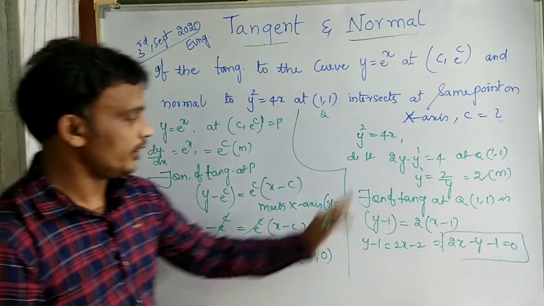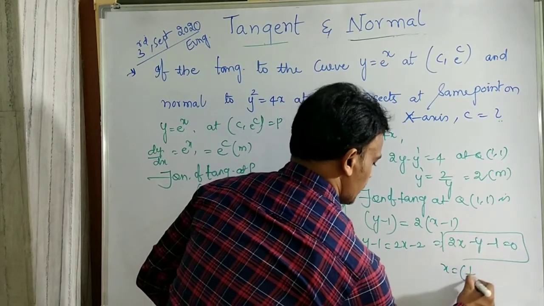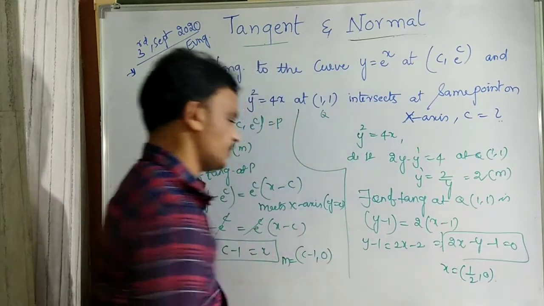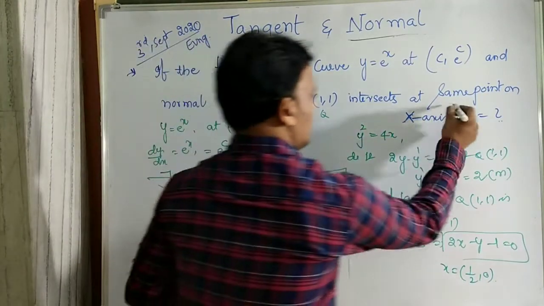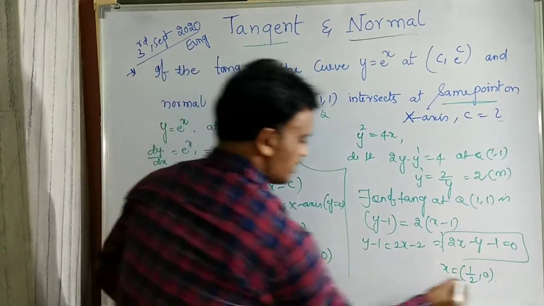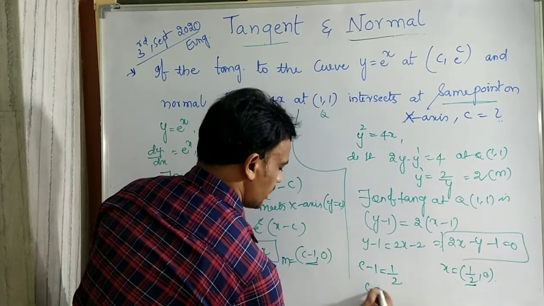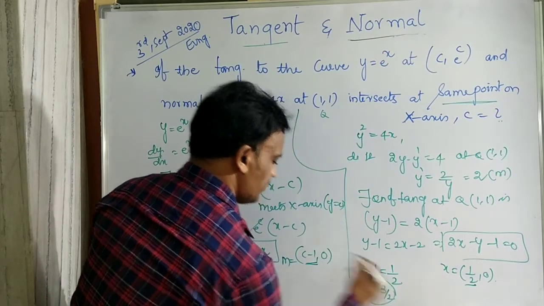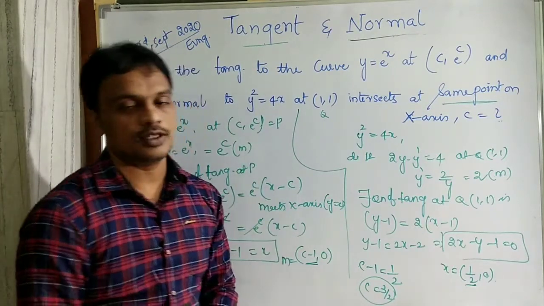Yes, and where it meets the x-axis, its y coordinate is 0. So the x coordinate is 1 by 2, y coordinate is 0. Right? So here they have clearly given the same point. So come on, compare the x coordinates. So c minus 1 is 1 by 2 and c equals 3 by 2. That is a very simple problem, from the 2020 Mains question.